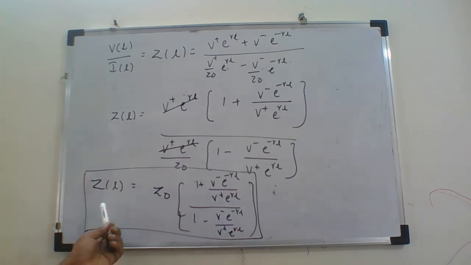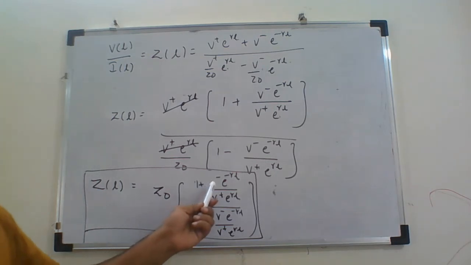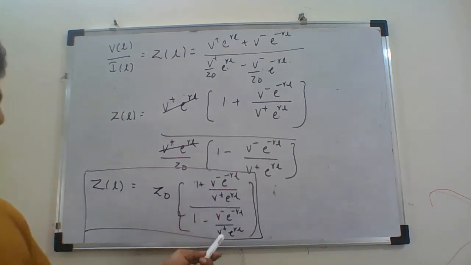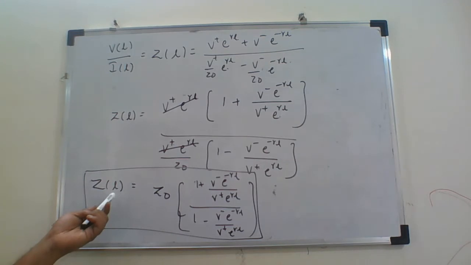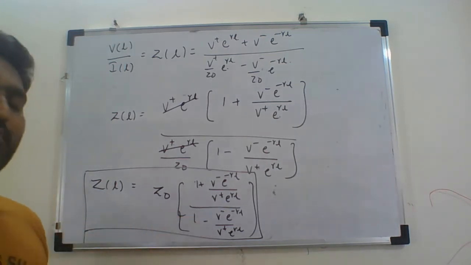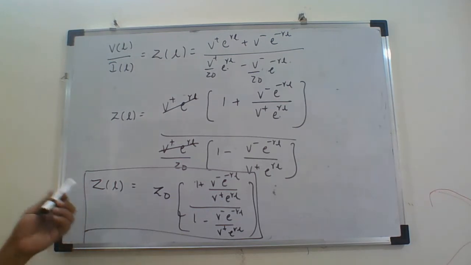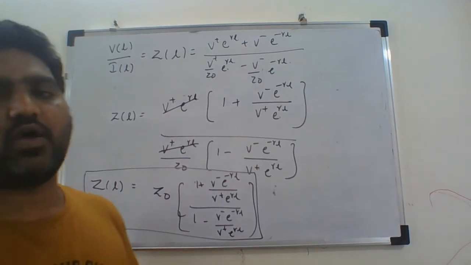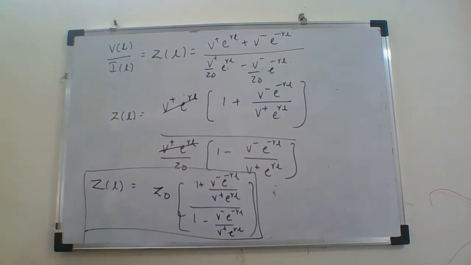So using this, if I know V minus and V plus, and for a given length from the load, we can calculate the impedance at that point. Okay, so impedance at this point, right?